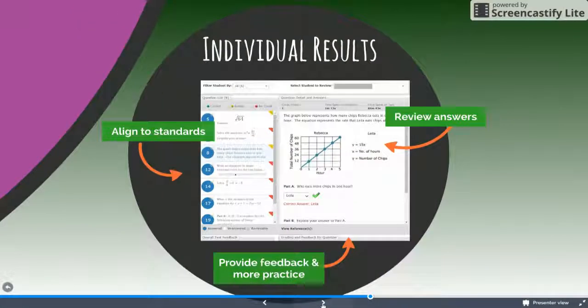But most importantly, for our individual student results, we can review each individual student's answers, provide feedback as well as links to additional practice, and also see how each question aligns to the standards so we can follow our students' progression on understanding each concept contained within the standard.